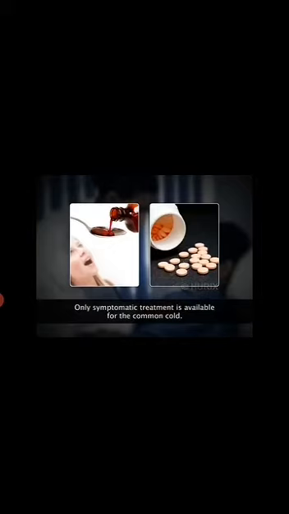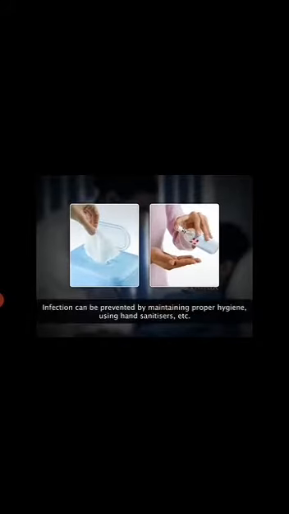There is no specific drug to treat the common cold. Medicines can be taken to give symptomatic relief. Infection can be prevented by maintaining proper hygiene, using hand sanitizers, etc.